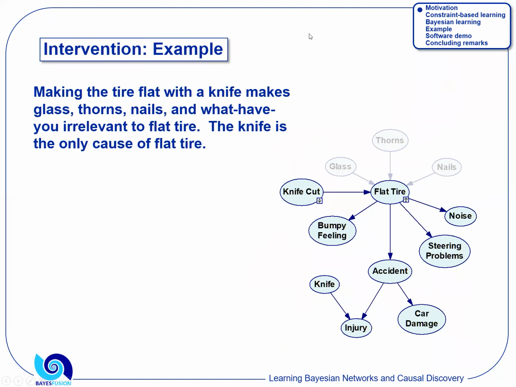All kinds of terrible diseases that he might have had or might have developed in the future are completely irrelevant through intervention. If I take a knife and cut my tire flat, I fix it. It's flat. I make things independent, and I can actually predict what will happen to the other variables, but it will be irrelevant how much glass, thorns, and nails were there.